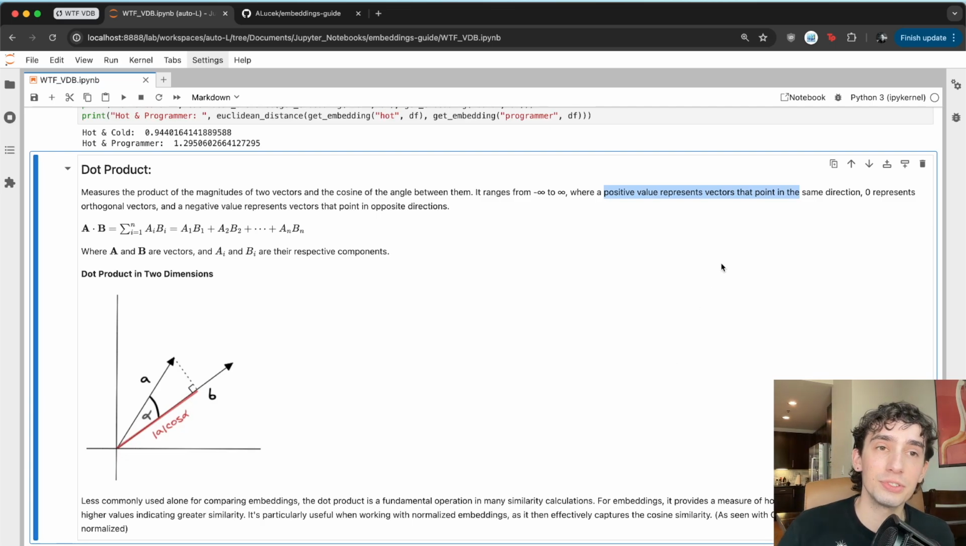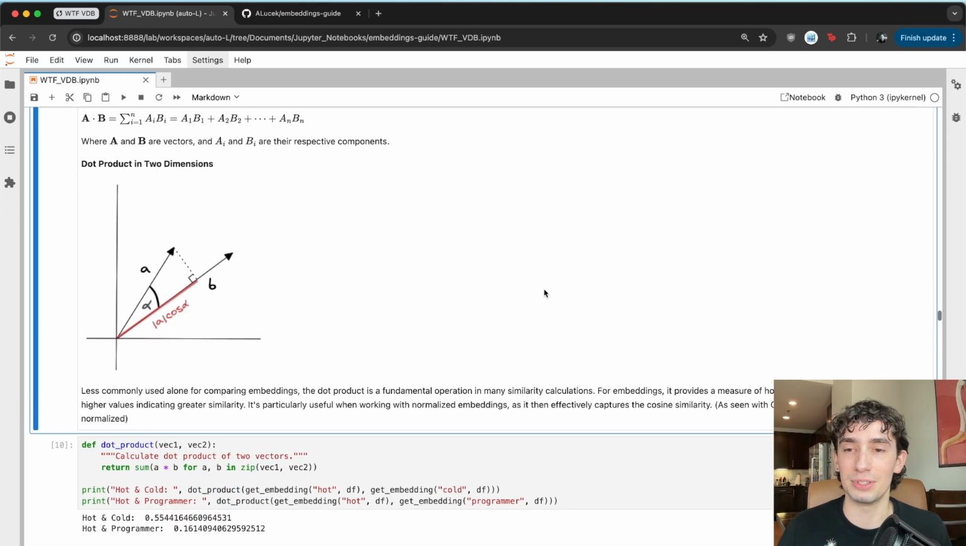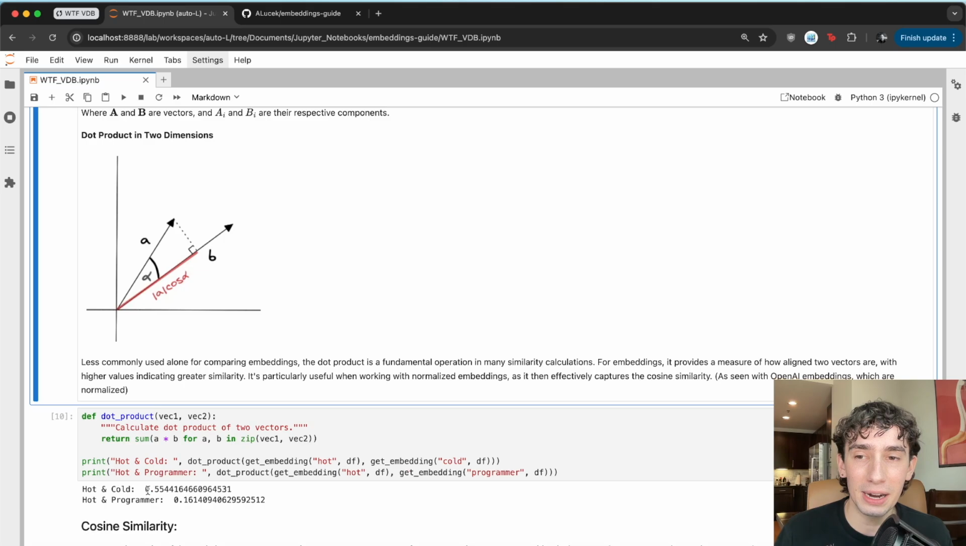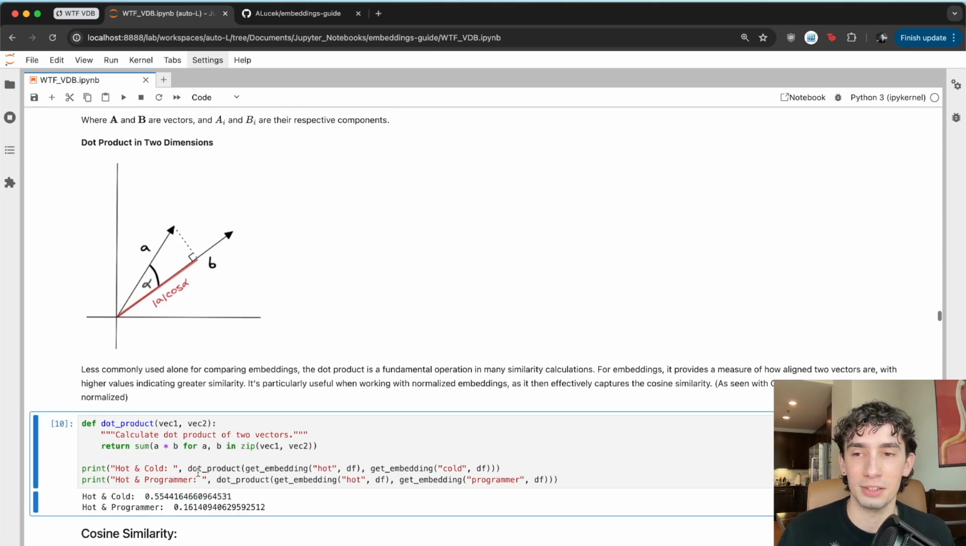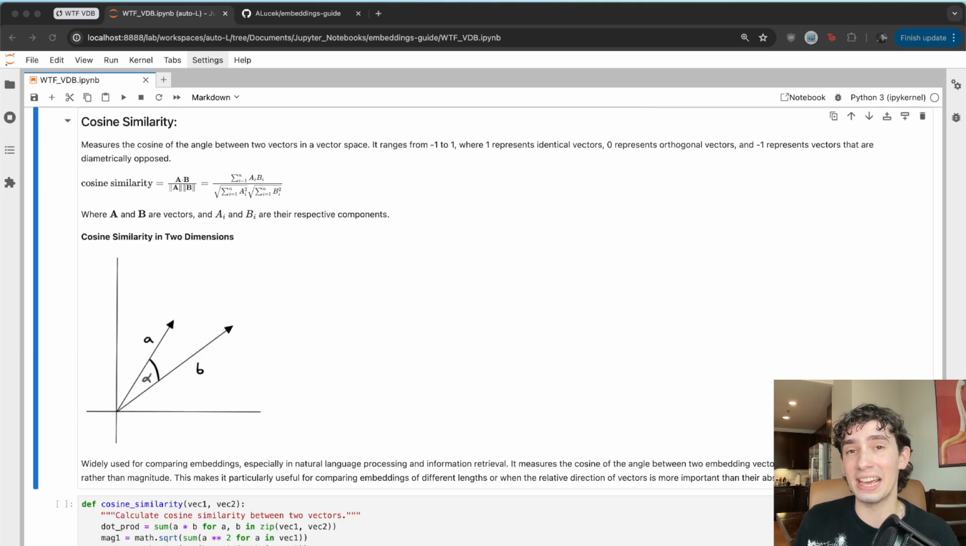Whereas the other ones, like 0 represents orthogonal vectors, and a negative value might represent vectors that point in opposite directions. So in this comparison with the higher positive value, we can see that hot and cold are more pointing towards the same point in vector space than hot and programmer, meaning that hot and cold is much more similar than hot and programmer.